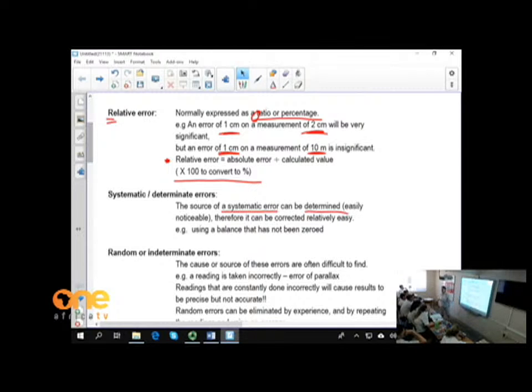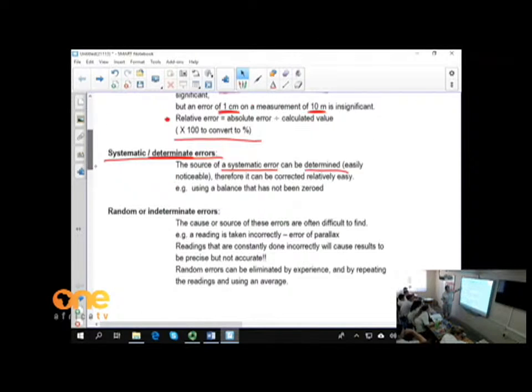Systematic or determinate errors: the source of systematic errors can be determined easily. You can find the source of the error, because it's easily notable, so it can easily be corrected. For example, if I have a spring balance, and I did not zero the scale on my spring balance, and I added a 10 Newton weight to it, my reading is 10.2 Newton. I add another 10 Newton, I will get 20.2 Newton. So I know where the error is. Oh, I didn't zero the scale. We can subtract it from our reading. So that would be a systematic or determinate error. We can determine where the error was and we can correct it.